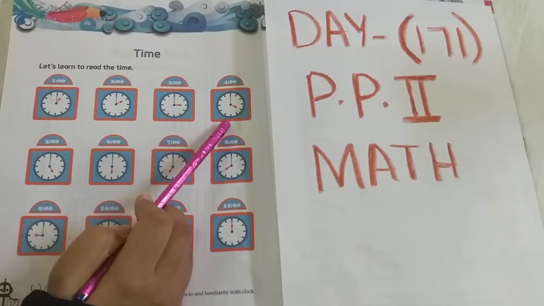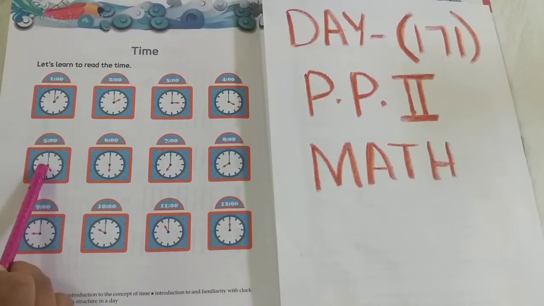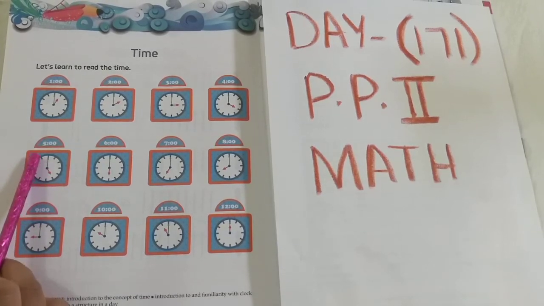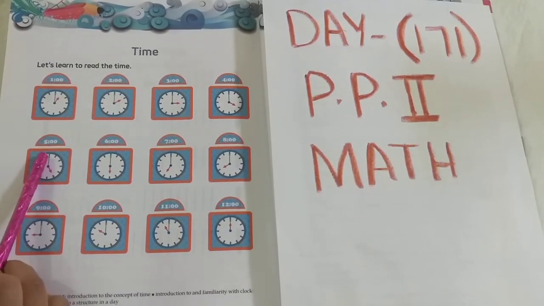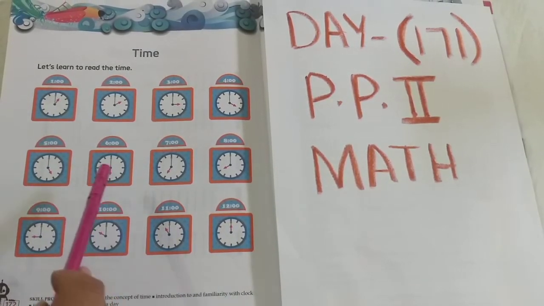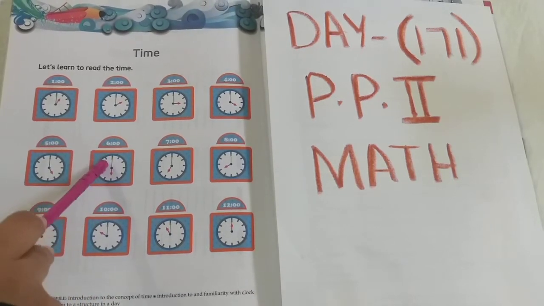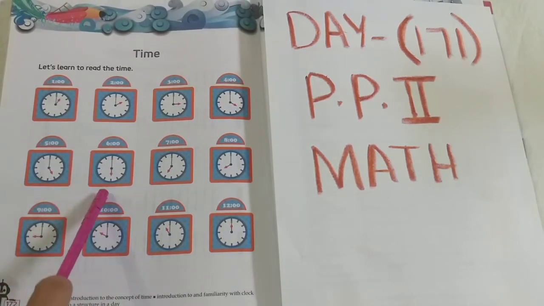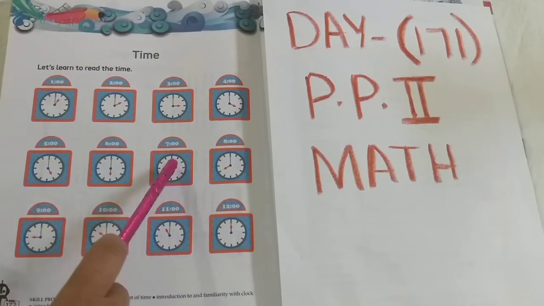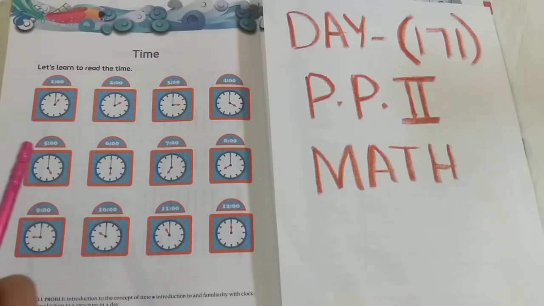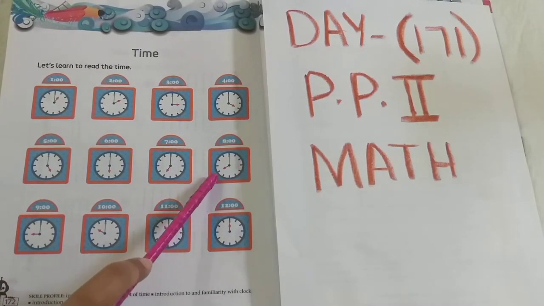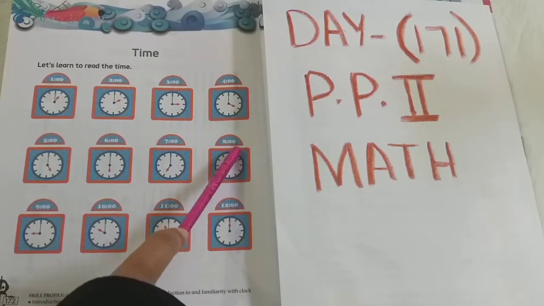So 4 o'clock. Here you can see the red short hand is pointing on 5 and this long hand is pointing on 12. So 5 o'clock. Here you can see the short hand is pointing on 6 and the long hand is pointing on 12. 6 o'clock. Here short hand is pointing on 7 and long hand is pointing on 12. So 7 o'clock. Here you can see short hand is pointing on 8 and long hand is pointing on 12.